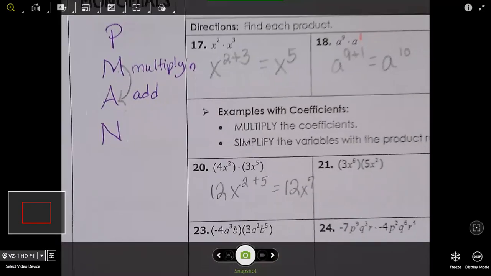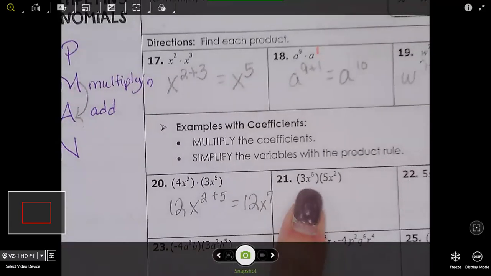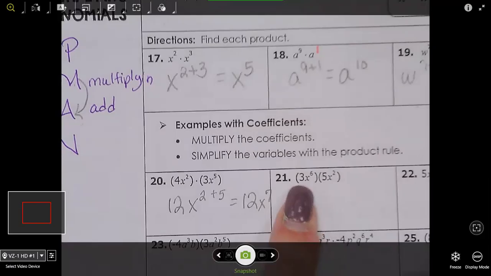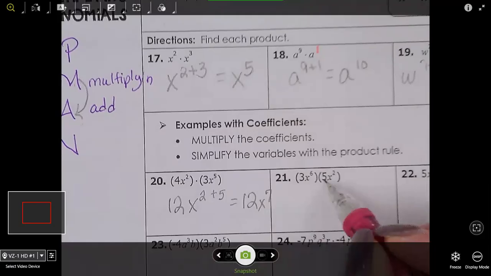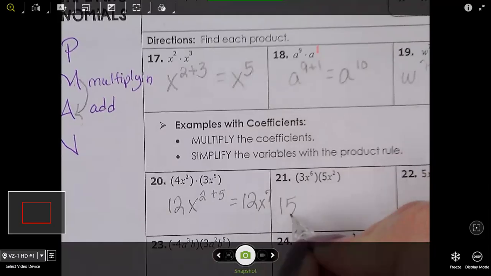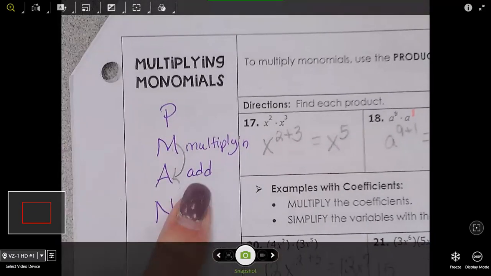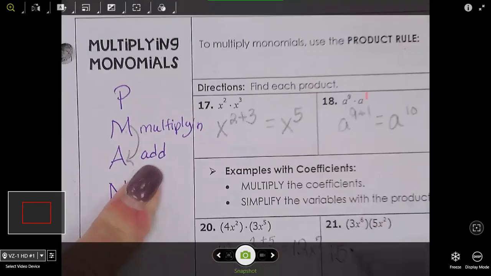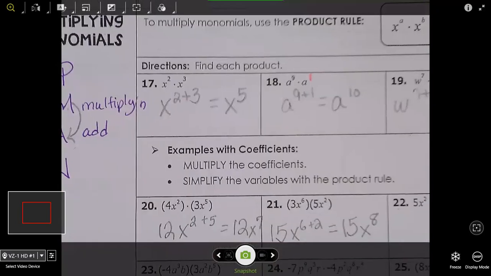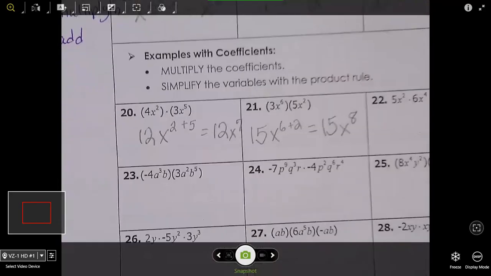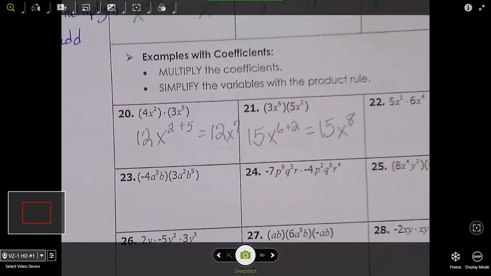That type of problem can also be written without the dot. But I'm going to know that parentheses mean multiply. So I'm going to multiply 3 times 5 is 15. And since I multiplied the coefficients, I'm going to add the exponents. So x to the 6 plus 2. And again, you don't have to write that out. I'm just writing it down so you'll know when you look back, hey, that's how I got the answer. Oh, and by the way, if you can't see it or I misread it, you guys please let me know.